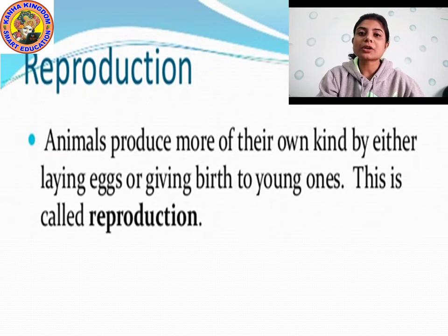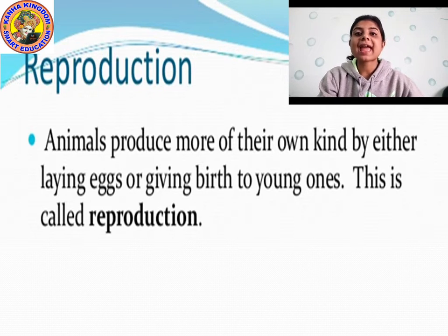For example, a dog will give birth to a puppy, a cat gives birth to a kitten. Yes or no? A cow gives birth to a calf. Then human beings give birth to a child or a baby. That means animals give birth to young ones of their own kind. That means a dog cannot give birth to a kitten, or a kitten cannot give birth to a puppy. That is said to be of their own kind, the same type of animals that they give birth to. That is called reproduction.